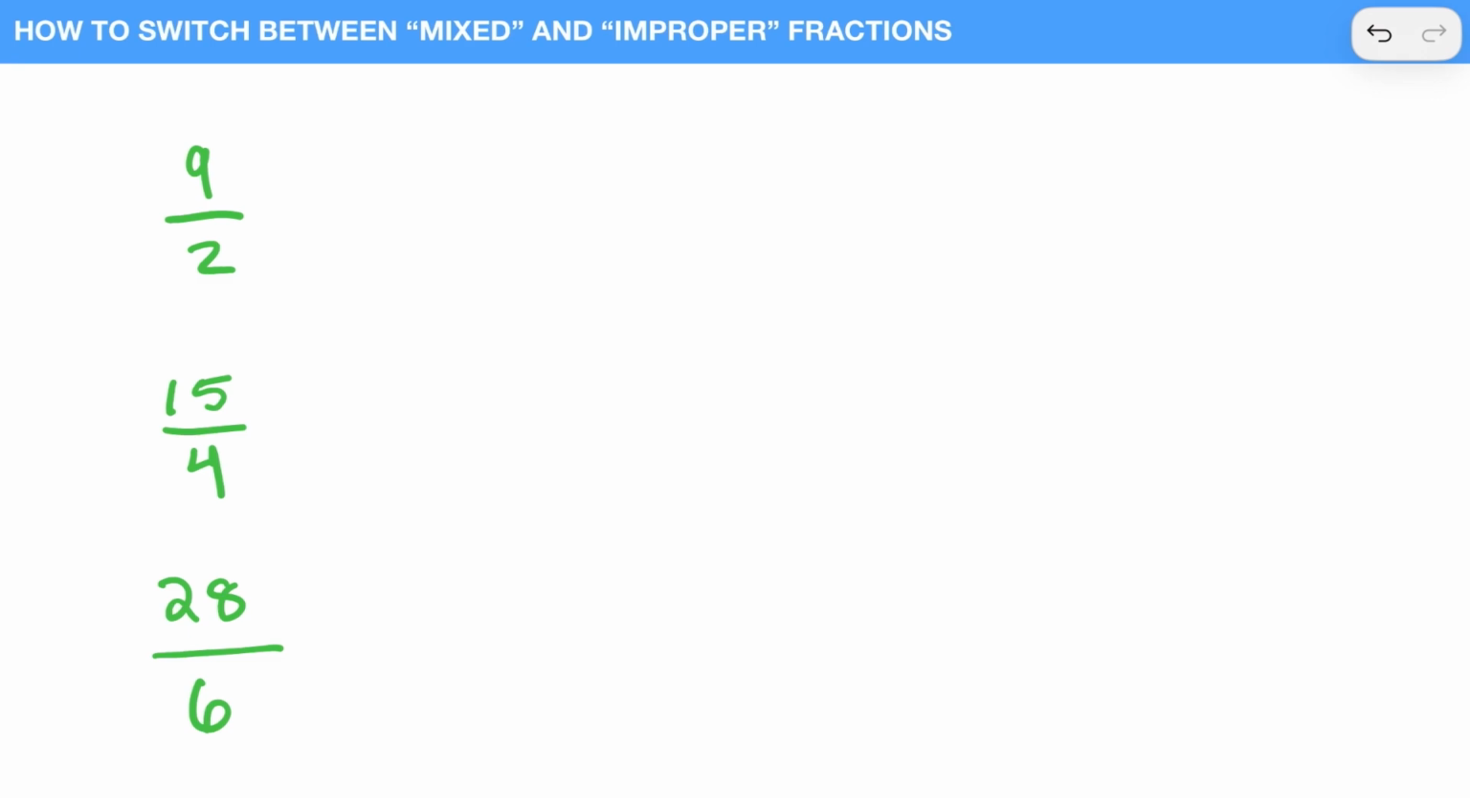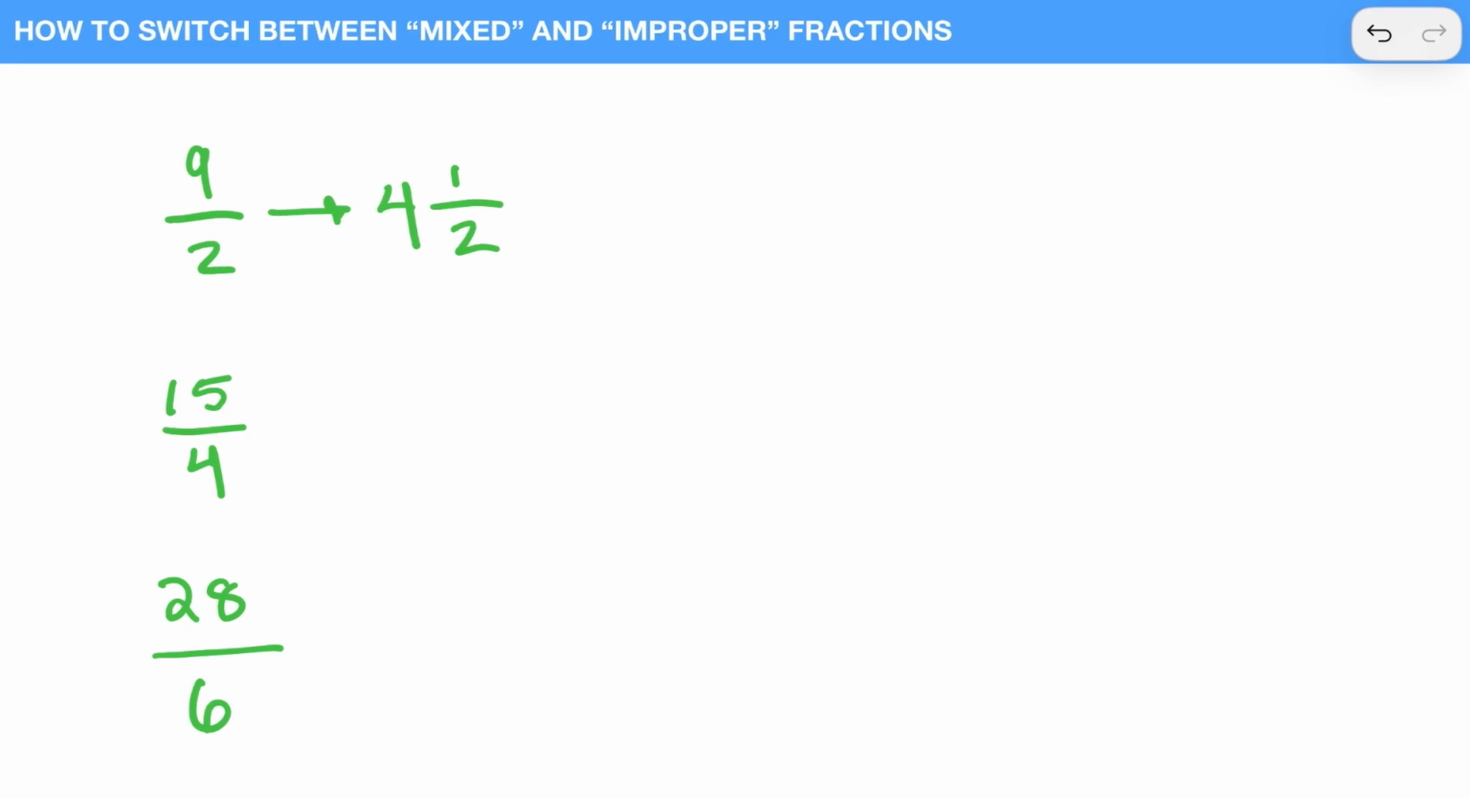Let's try these. 9 over 2. 2 goes into 9 4 times, right? Because 2 times 4 is 8. So it's going to be a 4. But then we have 1 remainder because the difference between 8 and 9 is just 1. So 9 over 2 is the same thing as 4 and 1/2.